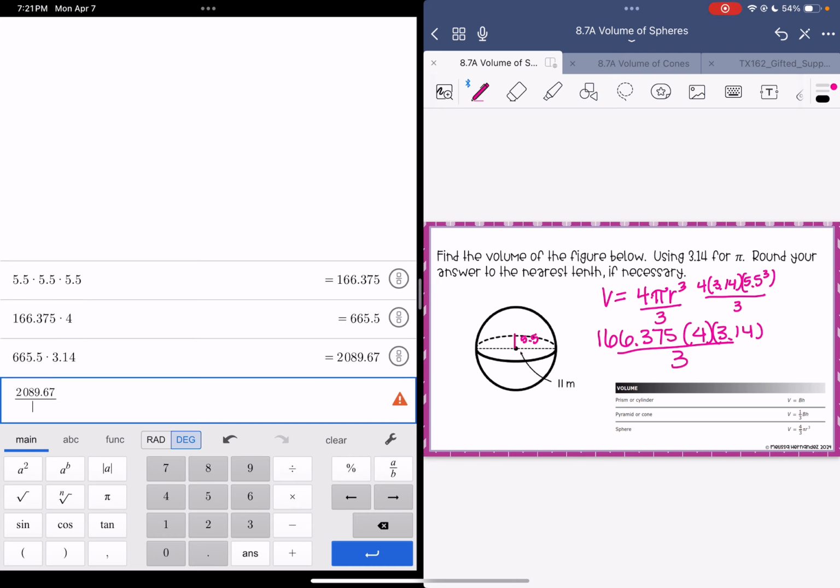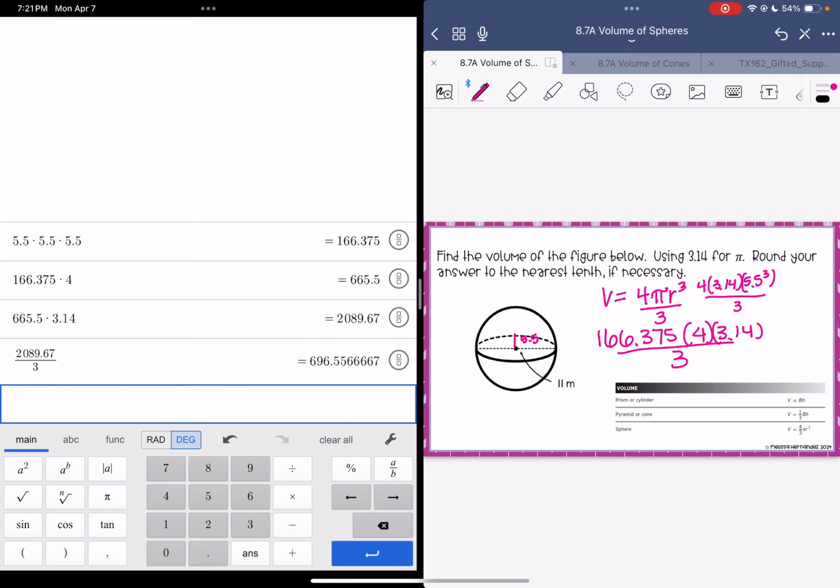Divide by 3. And I end up with the volume of 696. The first 5 is in the tenth place, and the number to the right is 5 or greater, so we'll actually move up to 6. And so there goes my answer.